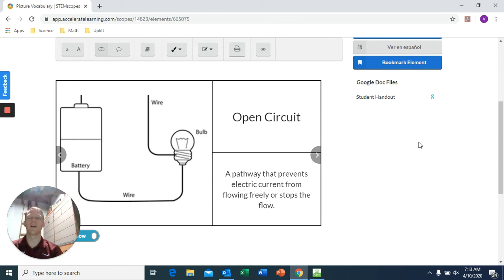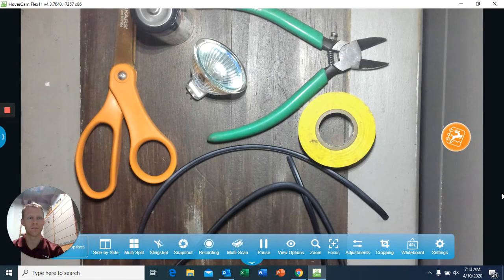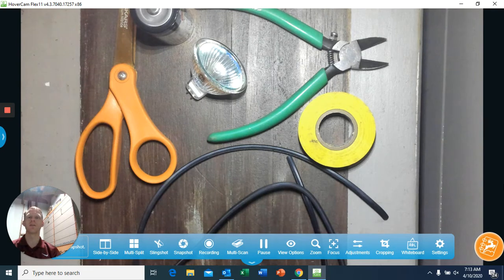So today, our experiment or our investigation is to try to create a closed circuit and light up a light bulb. You could certainly try this at home, but you would need a few tools and probably some supervision from your parents in order to do so. Let's take a look at the tools that we would need in order to complete this investigation.